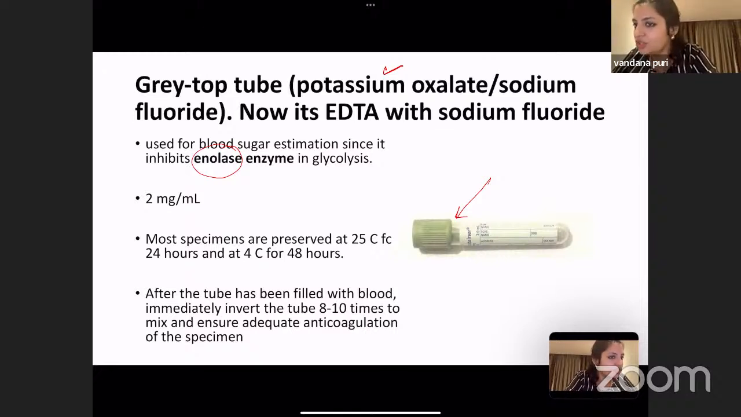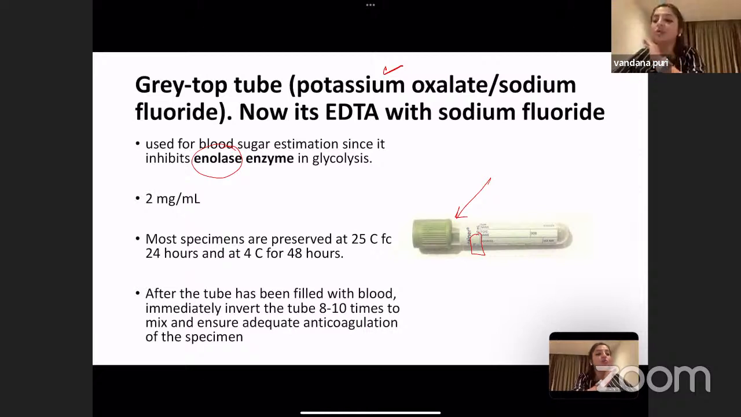If you have the tube in your hospital, please look, it will be written EDTA with sodium fluoride. So EDTA with sodium fluoride is basically your gray top vacutainer. Earlier it was potassium oxalate. Please remember what is the uniqueness of this. If you keep this tube at 25 degrees, the sample remains viable for 24 hours. If you keep it at 4 degrees centigrade, the sample is viable for 48 hours.